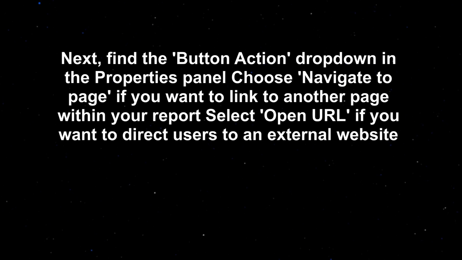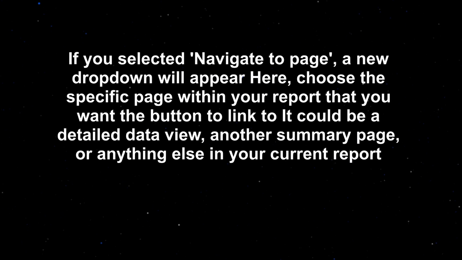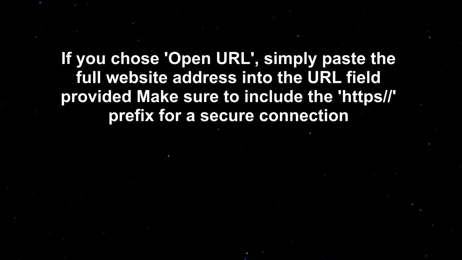if you want to direct users to an external website. If you selected Navigate to Page, a new drop-down will appear here. Choose the specific page within your report that you want the button to link to. It could be a detailed data view, another summary page, or anything else in your current report. If you chose Open URL, simply paste the full website address into the URL field provided. Make sure to include the HTTPS prefix for a secure connection.